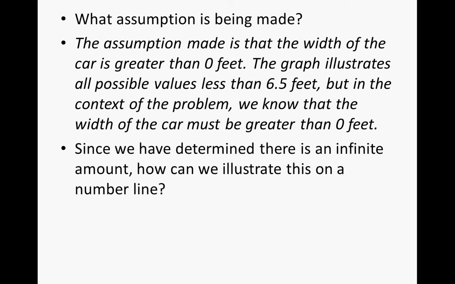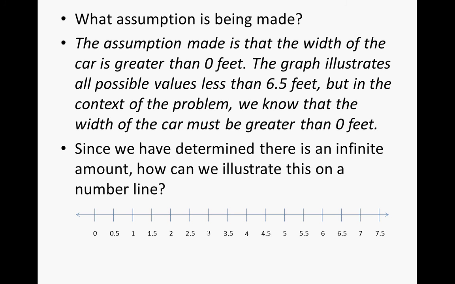Since we have determined there is an infinite amount, how can we illustrate this on a number line? Well, if we start with a number line, and if we partition it into halves, since we're dealing with halves, that will make it easier. So if we have 6.5 feet is the equals, and we know that it can be less than 6.5, then what we do is we draw a solid line with an arrow direction pointing to less than 6.5 to show that it goes to 0 feet.